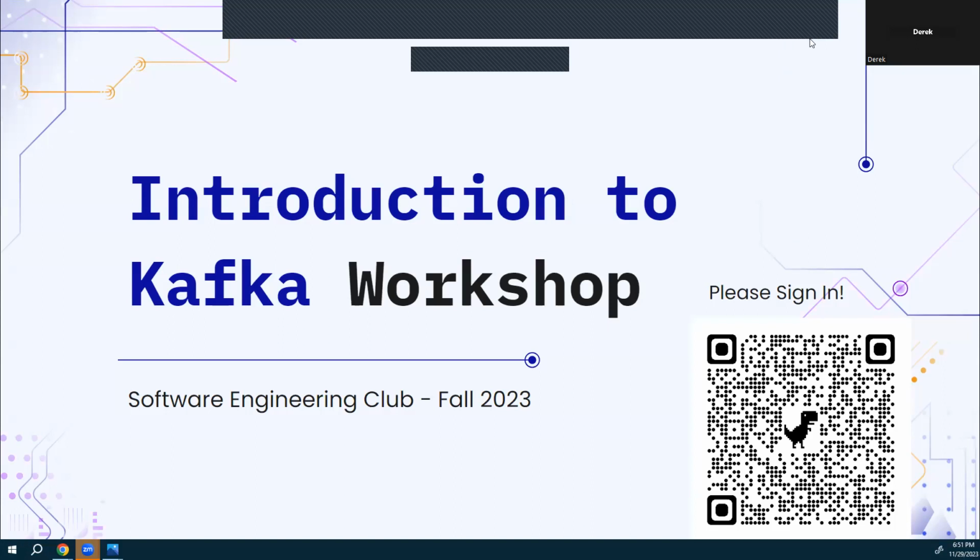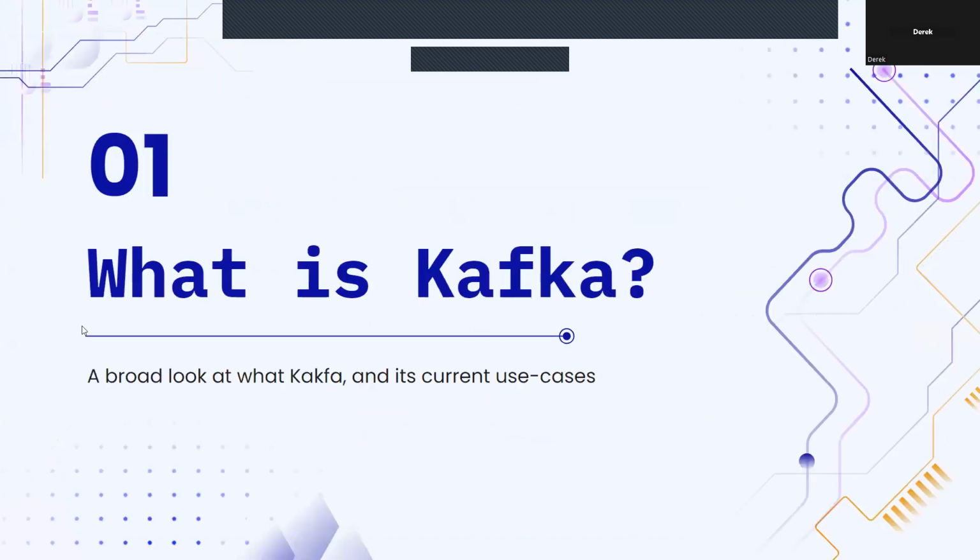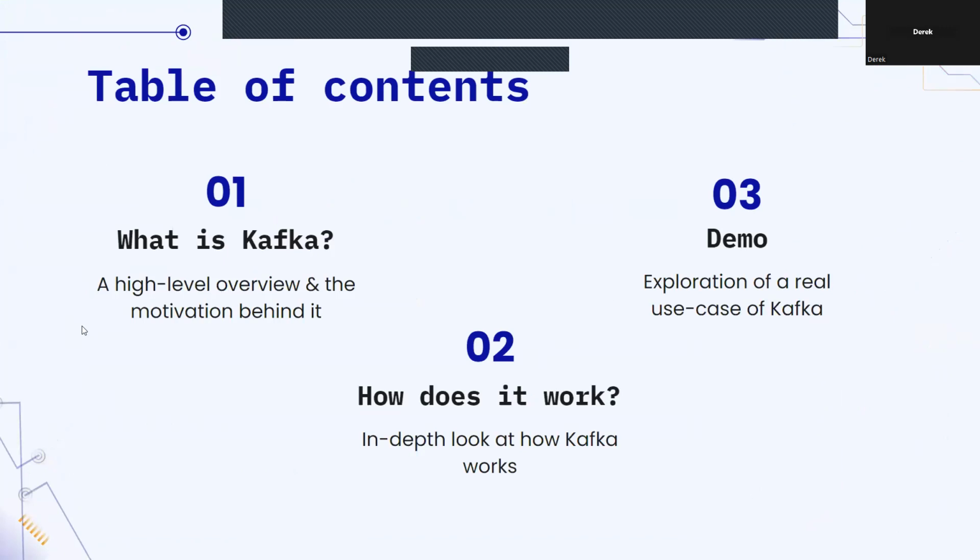So today we'll have an introduction to Kafka. We'll have a pretty high level overview of Kafka itself. Specifically, we'll go over three things. First, what is Kafka? A very high level overview, the motivation behind it, why would we want it in today's systems, today's architectures. Two, how does it work? We'll go into the intricate details of how the system works. And finally, we'll have a demo where we'll show a real life application of Kafka.